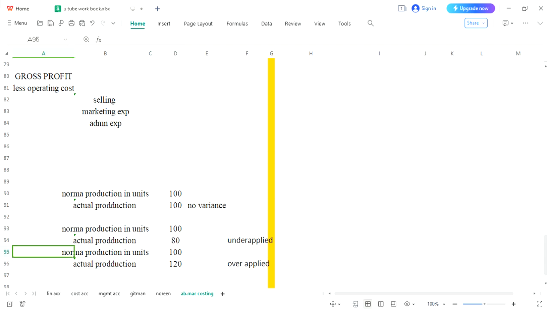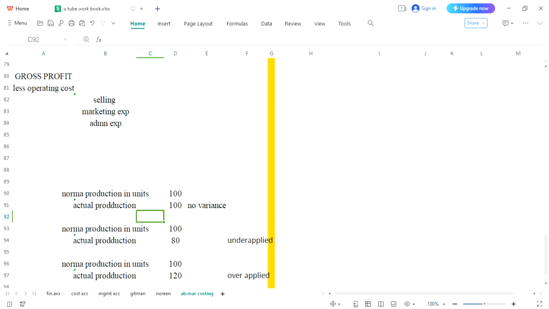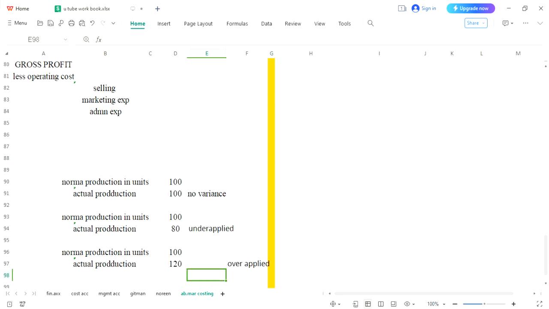These are three cases in which you will decide how and when something would be under applied, over applied, or with no variance. Please keep it in mind. You will see the capacity of the organization. If the capacity of the organization is followed, there would not be any variance. And if the number of units produced is less, you will call it under applied production.